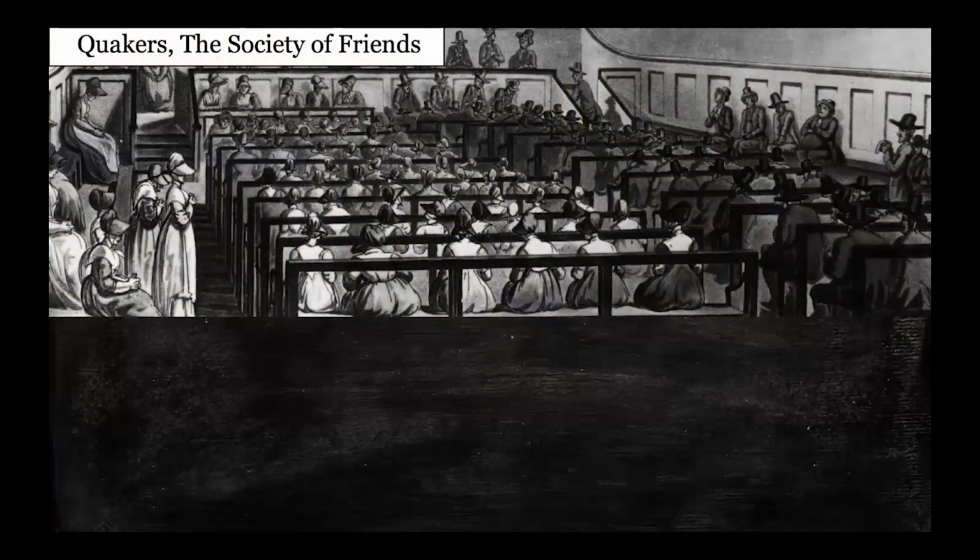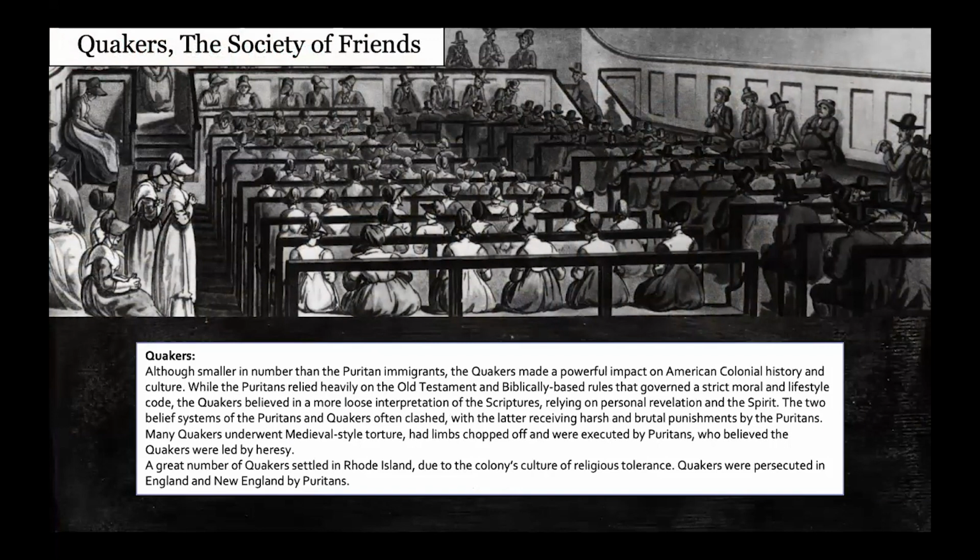Quakers, or the Society of Friends. Although smaller in number than the Puritan immigrants, the Quakers made a powerful impact on American colonial history and culture. While the Puritans relied heavily on the Old Testament and biblically based rules that governed a strict moral and lifestyle code, the Quakers believed in a more loose interpretation of the scriptures, relying on personal revelation and the Holy Spirit.